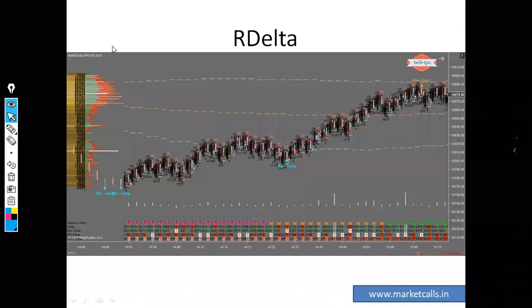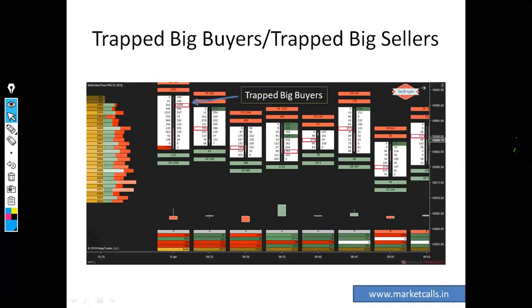And then next comes the trapped big buyer or trapped big seller concept. One of my favorite concepts. I'm going to take a little bit of time over here, and I'm going to show you some of today's live example as well. At today's market open, you could see some trapped big buyers, and price started going down, right?